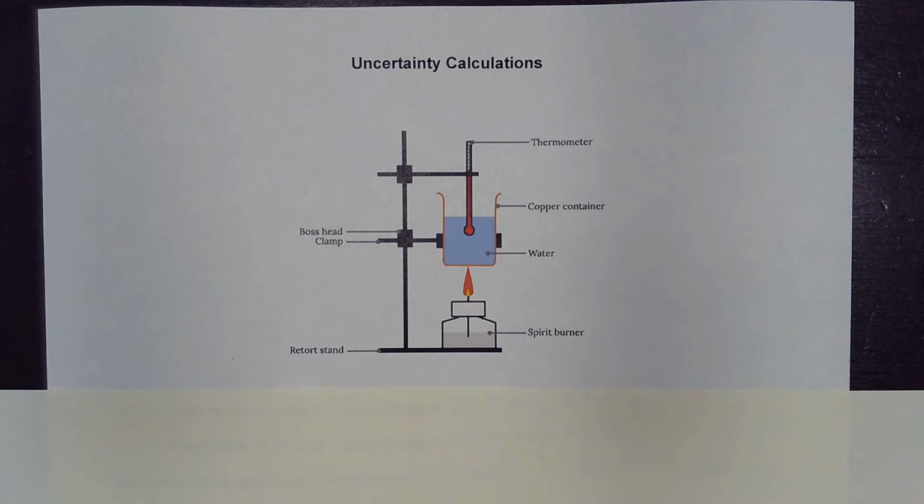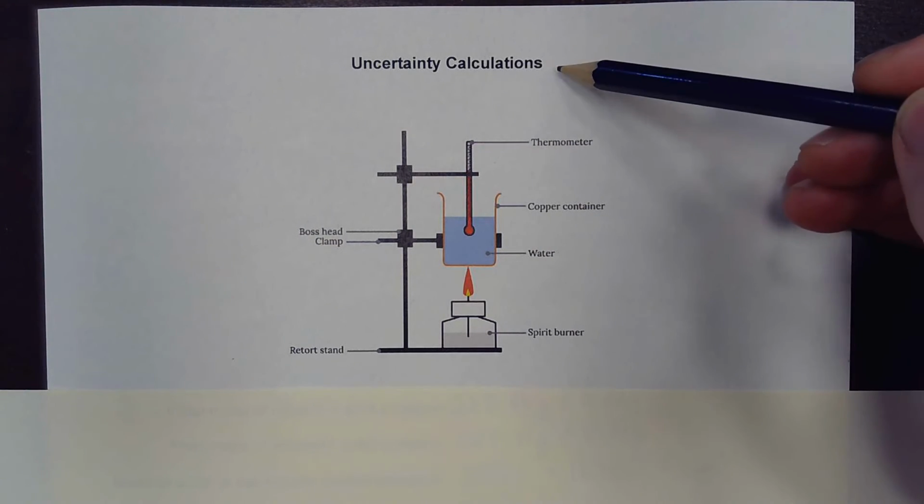I'd like to spend some time going through uncertainty calculations. To start with, there is a difference between the word error and the word uncertainty. The error is the difference between a measured value and the accepted value. The uncertainty is an indication of the reliability of a measurement, and this is often preceded by the symbol plus or minus.